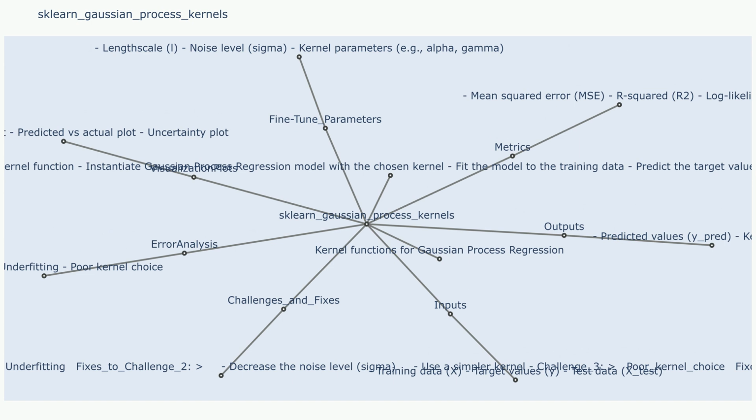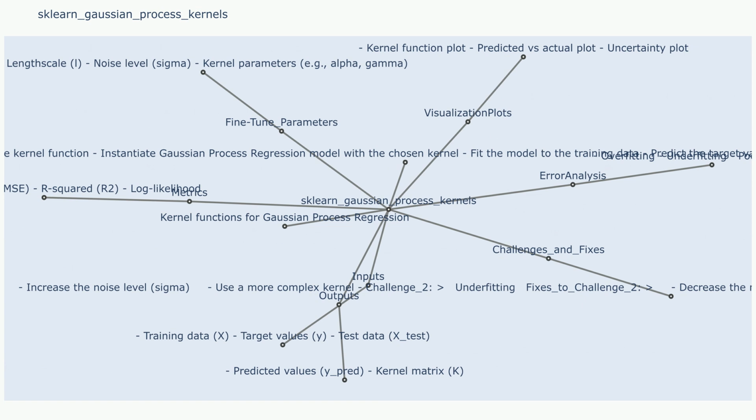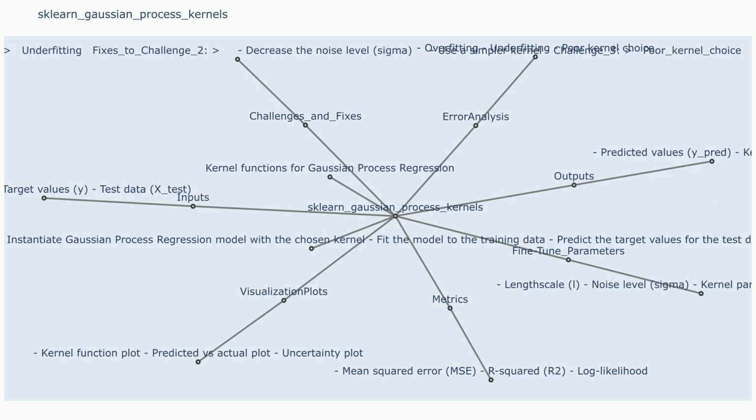Fixes to challenge 1. Regularization. Introducing regularization techniques, like adding a noise term to the diagonal of the kernel matrix, can help prevent overfitting by penalizing complex models. Cross-validation. Using cross-validation techniques to evaluate the model's performance on unseen data can help identify and avoid overfitting. Simplify the kernel. Choosing a simpler kernel function with fewer parameters can help reduce overfitting by preventing the model from capturing noise.